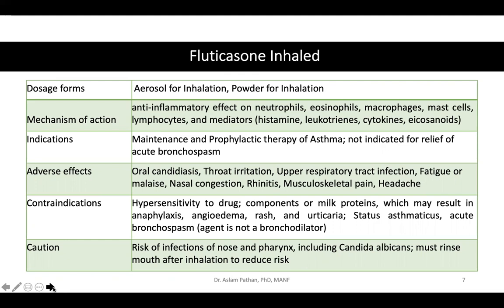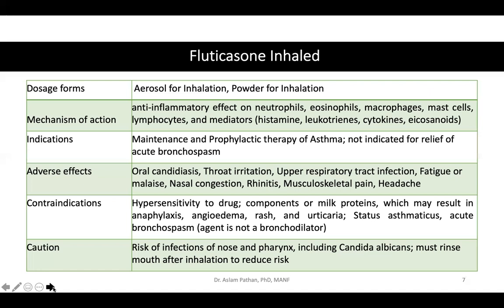Mechanism of action: anti-inflammatory effect on neutrophils, eosinophils, macrophages, mast cells, lymphocytes, and mediators including histamine, leukotrienes, cytokines, and eicosanoids. So generally, fluticasone inhibits the inflammatory mediators responsible for the bronchospasm.